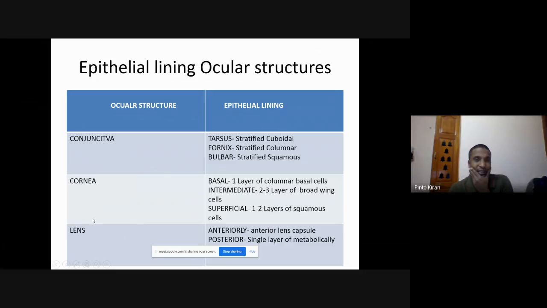Coming to the lens, the lens has a peculiar arrangement. The lens has a capsule on the anterior surface. Just beneath that is a single layer of metabolically active cells, which keep dividing and form the lens fibers. Again, these lens fibers have a homogeneous arrangement, because of which the light can pass through.